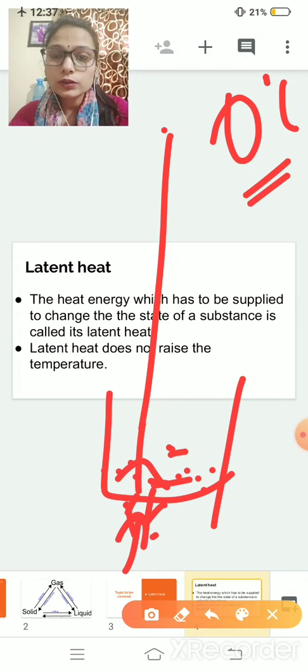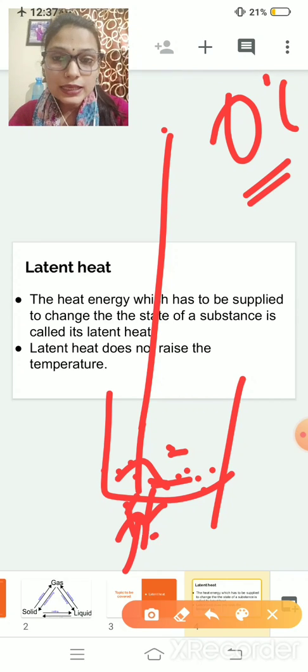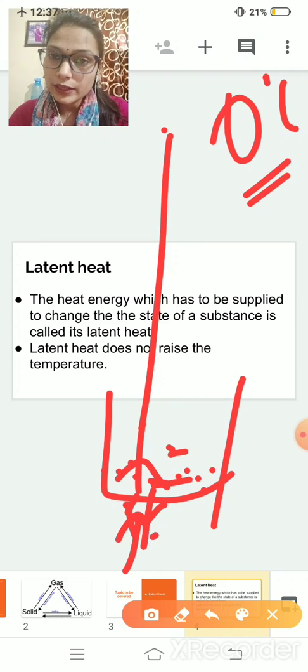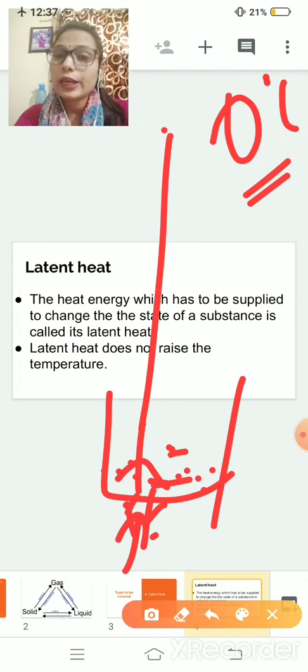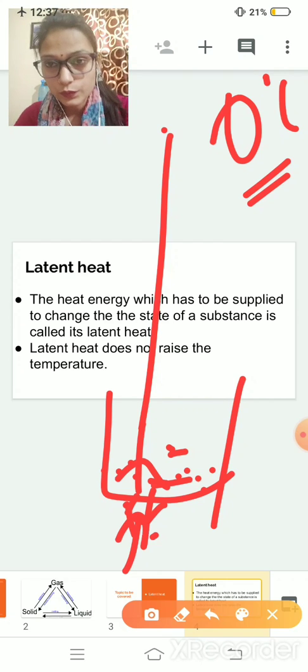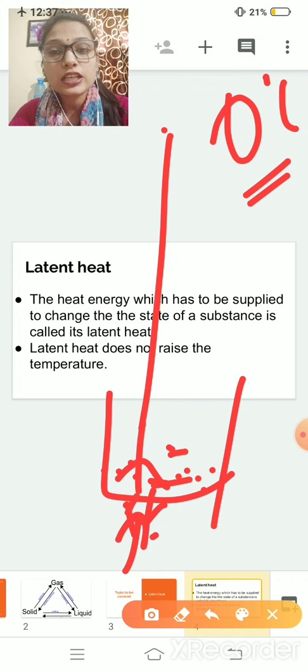Clear? Now, if you apply heat to that, what will happen? Ice will start melting. Now, after 5 minutes, you will see some ice has converted into water. But if you notice the temperature, it will not change. It will remain at 0. So, where is the heat going? What happened to that heat? Yes, that heat is changing the state of matter.